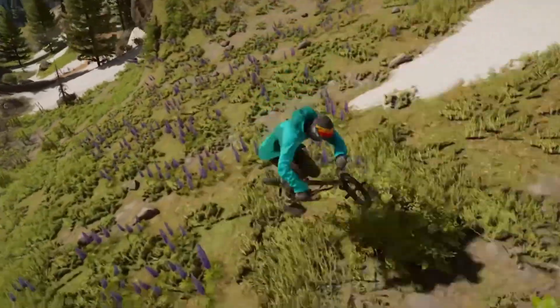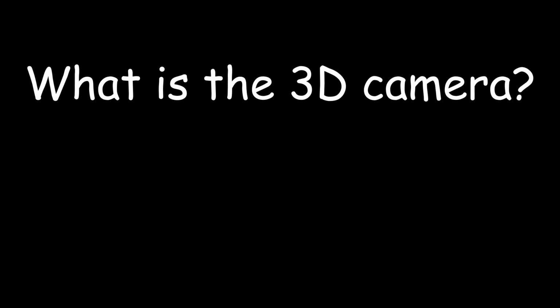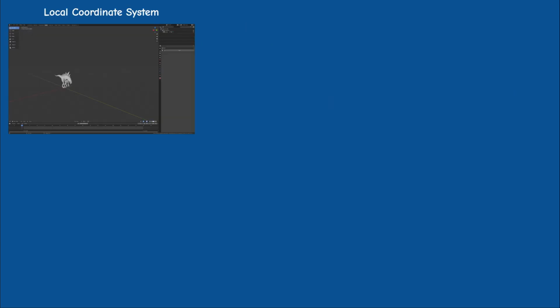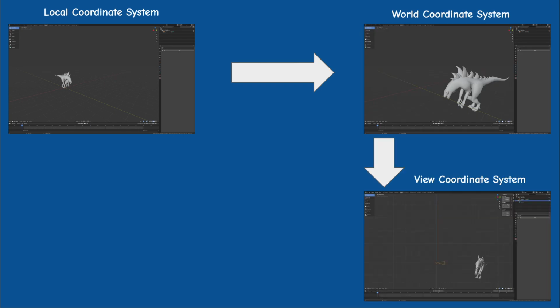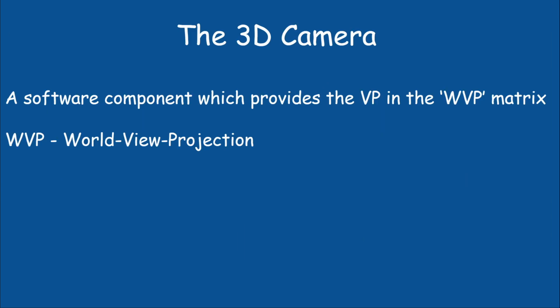Now I'd like to recap a bit, just in case this is your first time with this material. What exactly is the 3D camera? It is a software component which provides the VP in the WVP matrix. WVP is of course the combined matrix, which takes a vertex from local space to world space, to view space, and finally to clip space. VP stands for View and Projection Transformations.